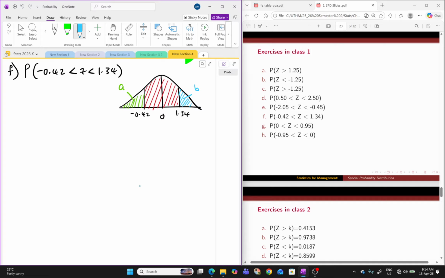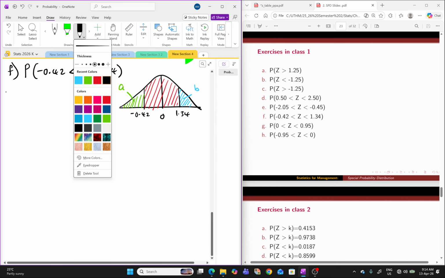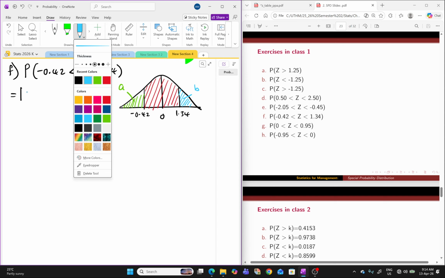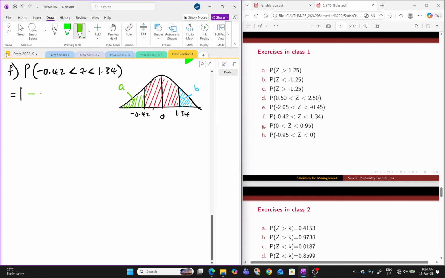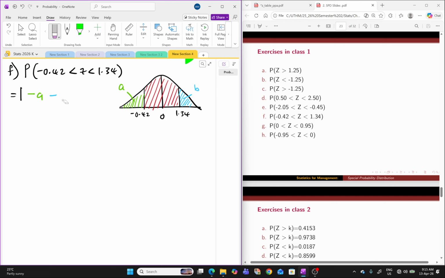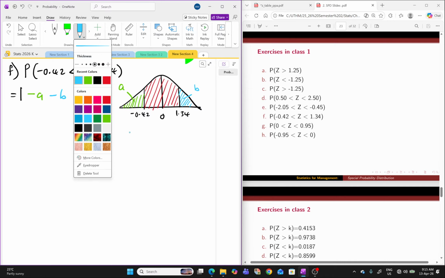So what to do now? The answer for this one should be, the total area under the graph is 1. You have to minus A and minus B, what is left is the red color. Okay, so let us find the B here.